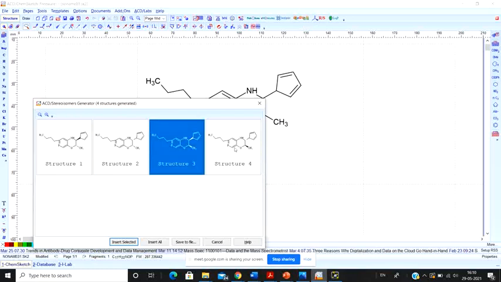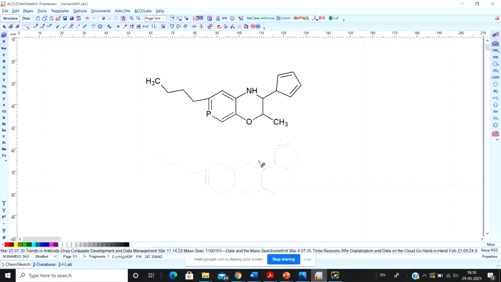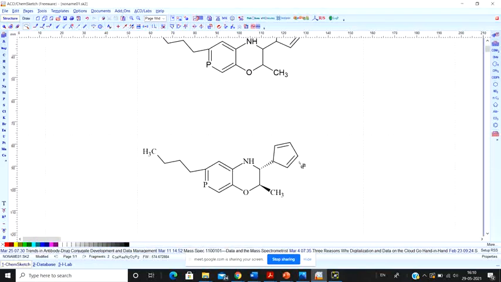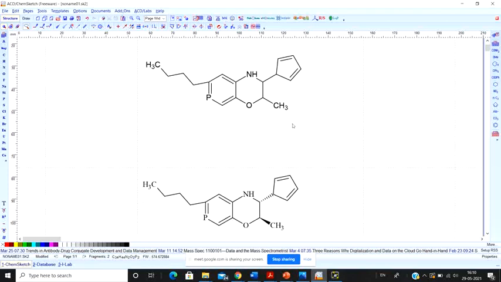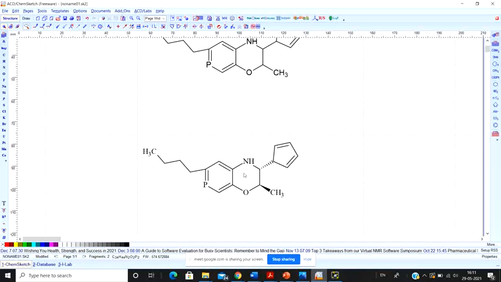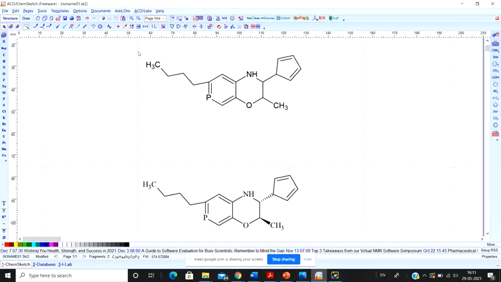Okay, and now depending upon that, you can select the R and S nomenclature. So you don't need to draw the up down stereo bond also. Simply draw the molecule in a 2D format as you want, and then simply click on the R and S nomenclature, and it's going to generate all the stereoisomers that are possible for your molecule. Okay, so this is one of the ways to draw or design the molecule.